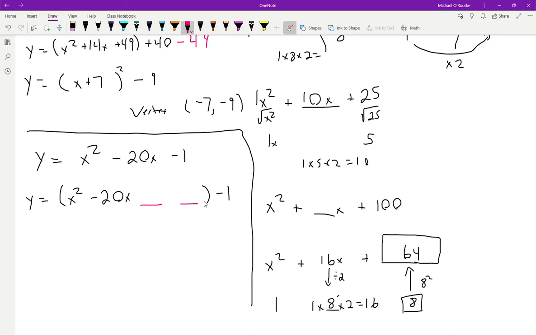100. So we divide that number by 2. Good. So I'm going to add 100 and minus 100. That way, I didn't change the equation at all. So I'm going to take out that negative, because no one likes a negative Nancy.